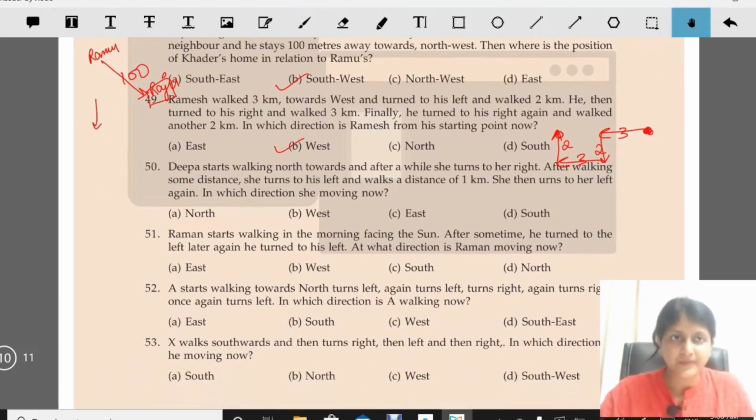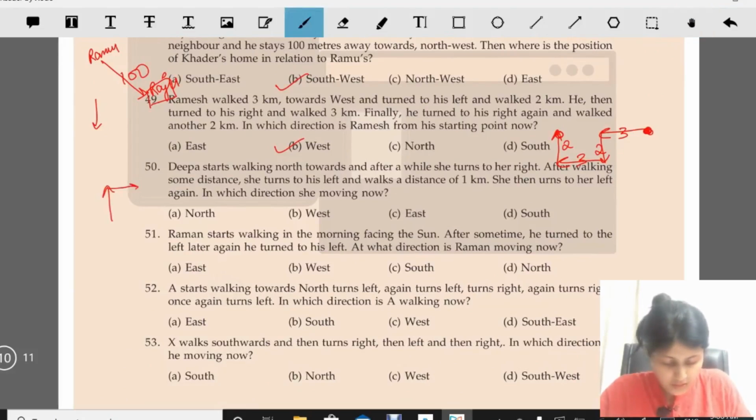Question number 50. Deepa starts walking north, and after a while she turns to her right. After walking some distance, she turns towards left and walks a distance of 1 kilometer. She then turns to her left again. In which direction is she moving now? So she is moving in the west direction.